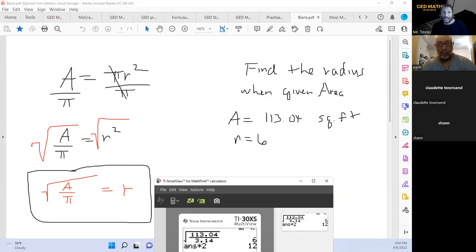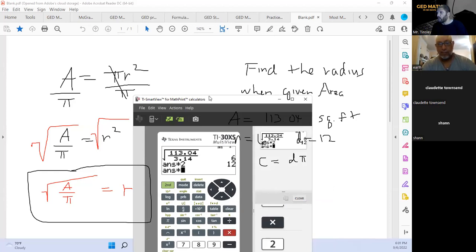Now, what if they ask for the circumference? So my diameter is 12. You should know from your formula sheet that the circumference equals d times pi. Well, we just figured out d was 12. So now you just got to multiply that 12 times 3.14.